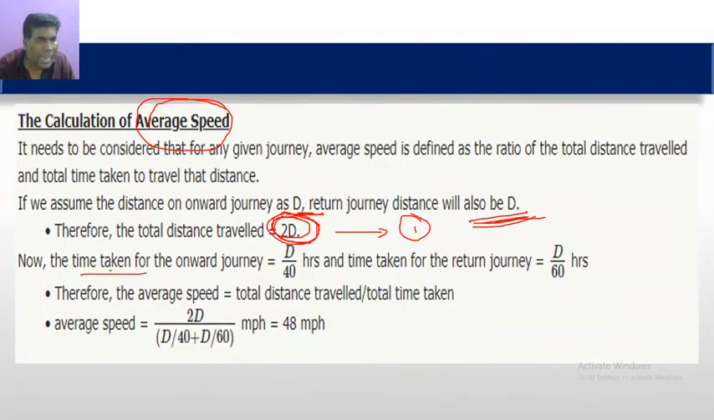Now what is the time taken for the onward journey? We know that velocity is equal to distance by time. So now what is time? T will go here and we will come here.